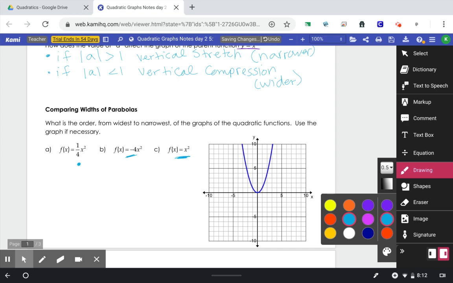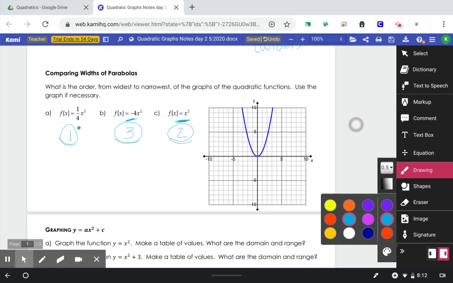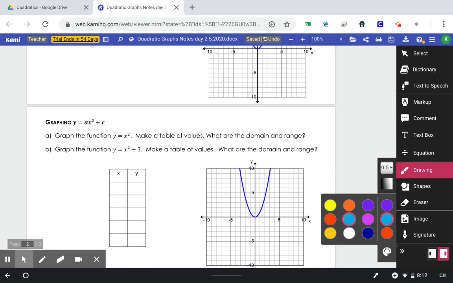So if I'm going to order this from widest to narrowest, this is going to be the widest graph, then my parent function, and then negative 4x squared. Okay, and if you get confused on a question like that, put all 3 graphs in the calculator, and then you'd be able to see from the graph the order from widest to narrowest.